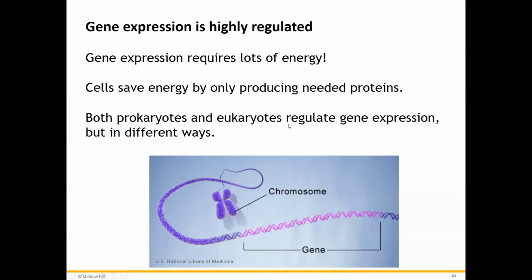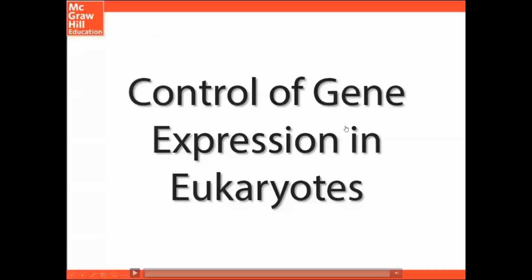Now, both prokaryotes and eukaryotes are going to regulate their gene expression, but they're going to do it in different ways. We're not studying how bacteria regulate gene expression. We're just going to focus on eukaryotes and gene expression. I like the picture here. It was a picture of a chromosome, and you could see this long DNA strand, and then the sequence begins. And here is the portion that's the gene that's in pink, and then there's the end of the gene. So how in the world do we control gene expression? Let's look at a short little video.